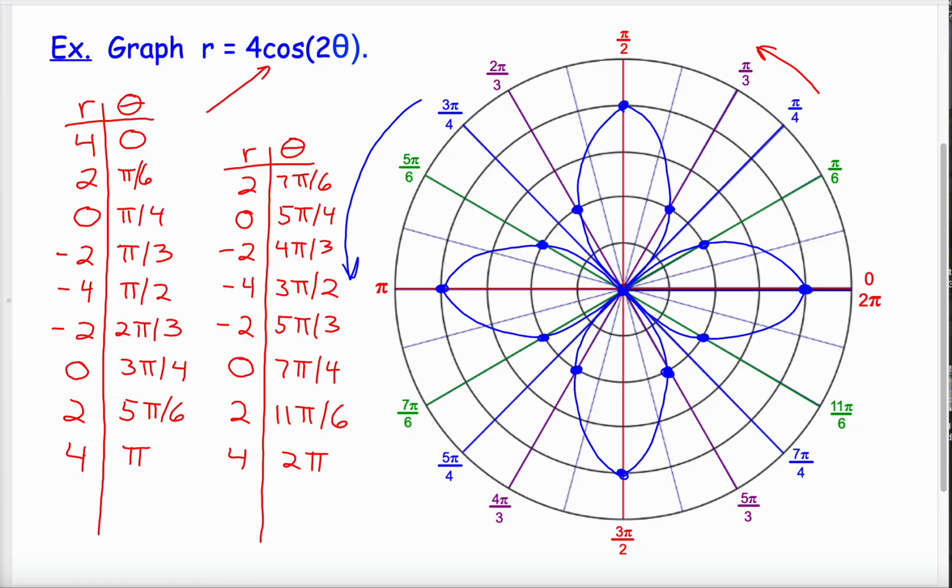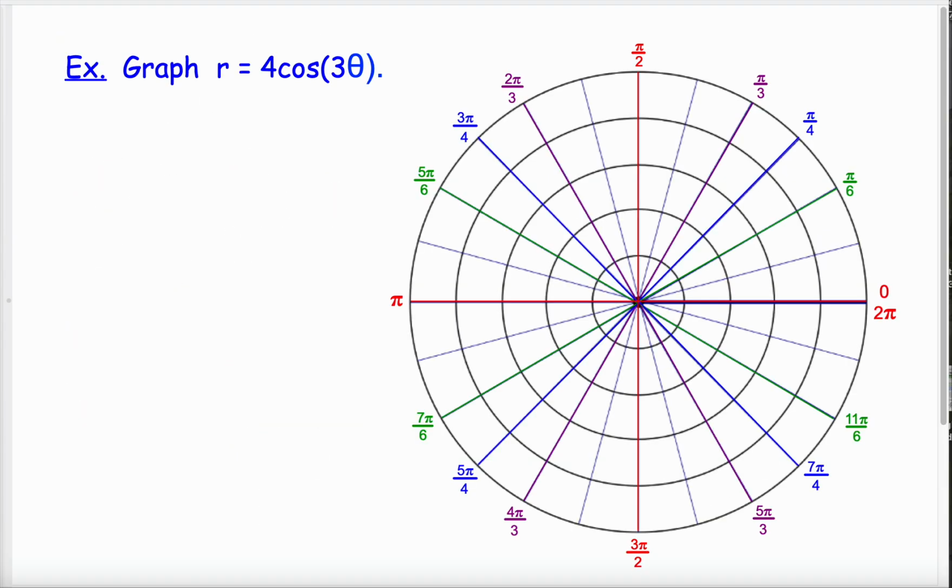So notice, the 4 in my equation wound up being the length of each of these petals, or each of these leaves in my rows, 4 units out. And that's because the biggest value of cosine can ever be is positive 1. So this number in front tells me the length of each of my petals. And then it was a 2 theta, and I wound up getting 4 leaves, or 4 petals. So I wonder if there's a pattern with that. Well, the best way to figure that out is to try another one.